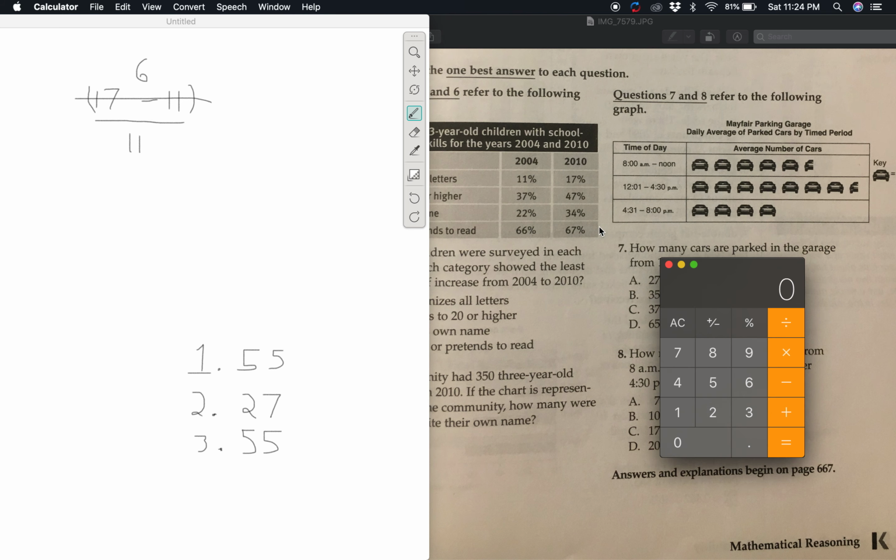Now we have 66 and 67. Obviously 67 minus 66 is 1. So 1 divided by 66, which is the original number, because 2004 is the original. Then we're seeing the increase for 2010. So this really is 1%, but since there's a 5 after it, we round it off to 2%. So the one that showed the lowest rate of increase is obviously number 4.